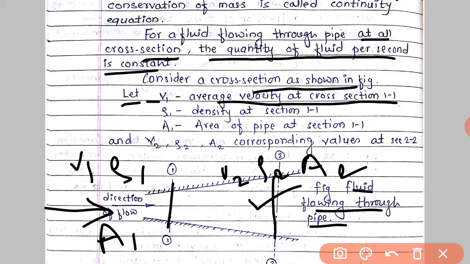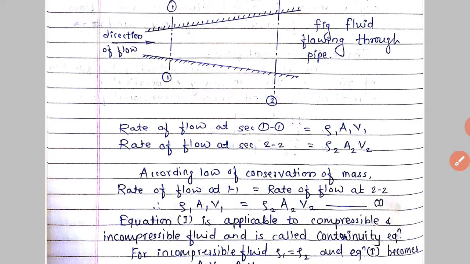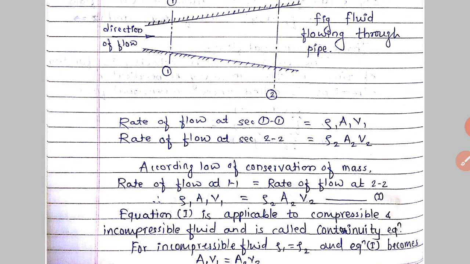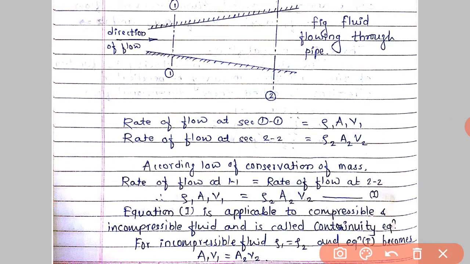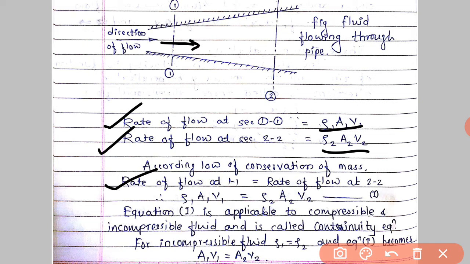Now, the rate of flow at section 1 will be equal to rho 1 A1 V1. This will be the rate of flow, and the rate of flow at section 2 will be rho 2 A2 V2. Now, according to the law of conservation of mass, the rate of flow at section 1-1 will be equal to the rate of flow at section 2-2. So now we have to equate those two equations. So rho 1 A1 V1 equals rho 2 A2 V2.